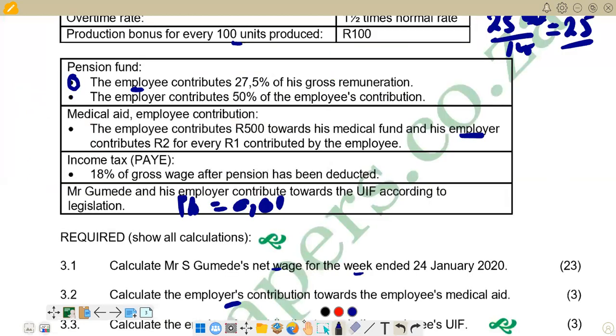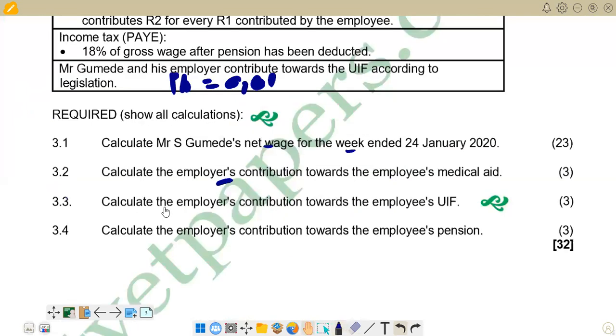3.3 reads: calculate the employer's contribution toward the employee's UIF. UIF is here, and we are given 1%. And the instruction is that it is according to legislation. And legislation says the employer and the employee contribute the same amount. So for the employer again, we are going to have 1% there. So we are going to say 0.01 again. We multiply by 9,850.